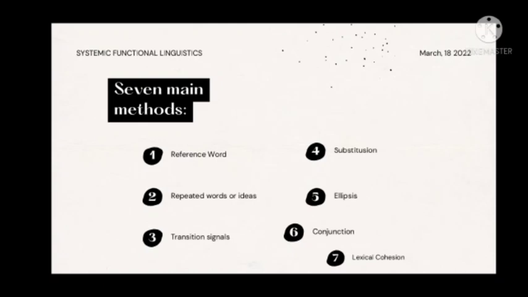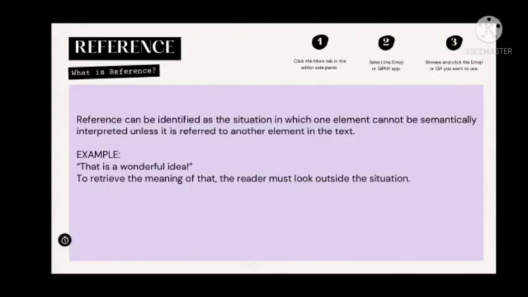Good cohesion is achieved through the following 7 main methods. There are reference words, repeated words or ideas, transition signals, substitution, ellipsis, conjunction, and lexical cohesion. Let's now look at each of these in turn, beginning with reference words.